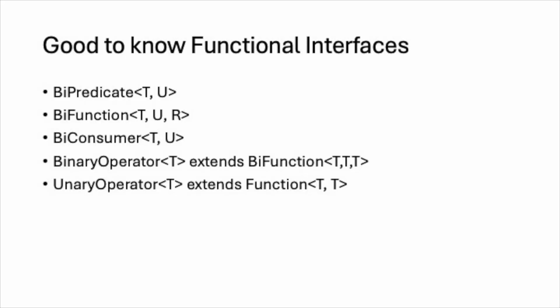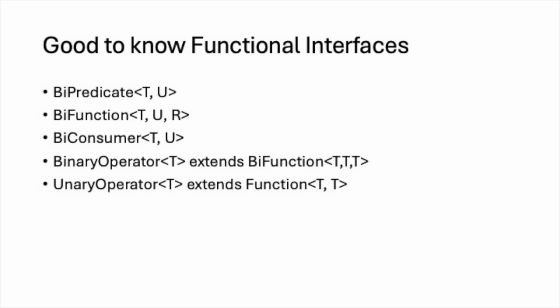Java provides a few more functional interfaces, which are also good to know. BiPredicate is similar to Predicate, but BiPredicate accepts two input argument types and returns a Boolean result. And next is BiFunction, which is also similar to Function, but it accepts two input arguments, whereas Function accepts a single input argument and sends a result back. Next is BiConsumer. BiConsumer is similar to Consumer, but it accepts two input argument types and returns no result back.